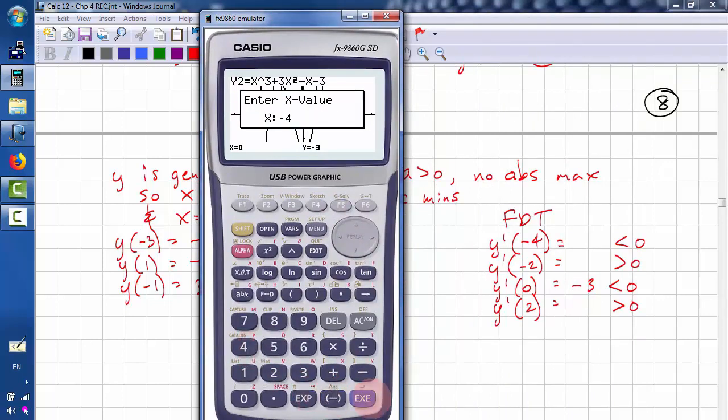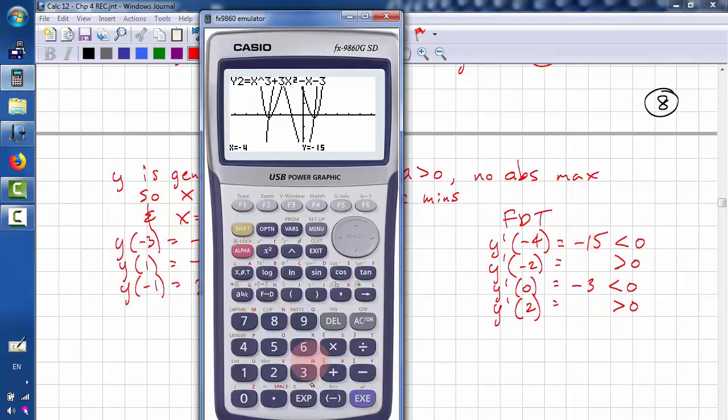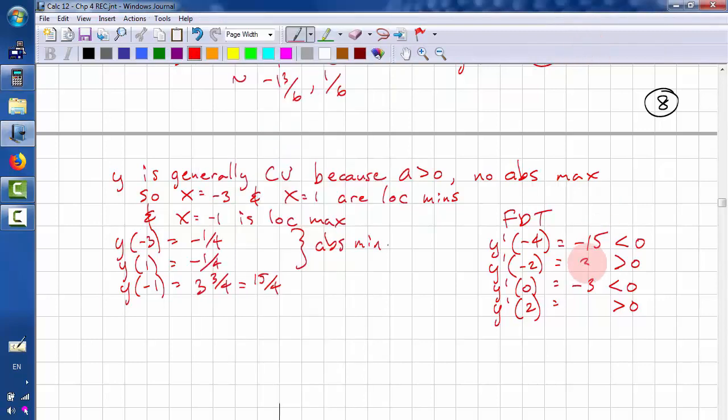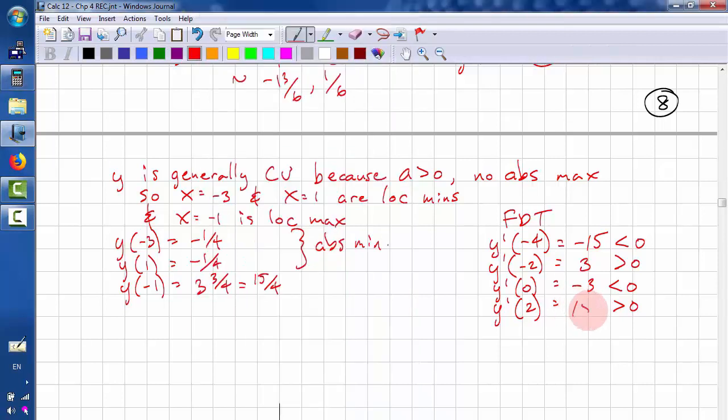Negative 4. That's negative 15. Negative 2. That's 3. And 2. That's 15. That confirms it. We have negative, positive, negative, positive. We can do a second derivative test.